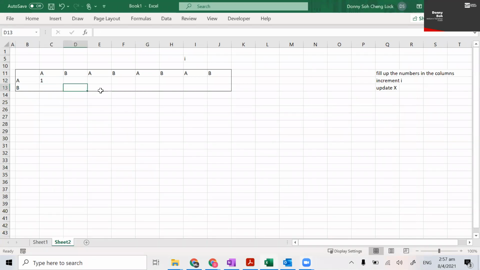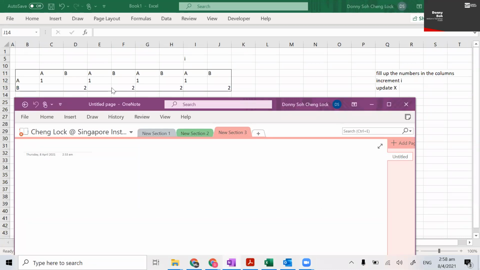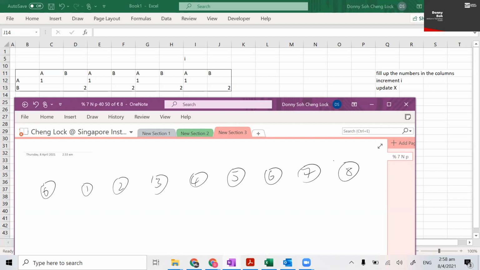The first thing we do is we just write in the obvious numbers. And then the next thing that we are going to do is we're going to draw the chart, or rather the transition diagram. 3, 4, 5, 6, 7, 8. Once again, we need to religiously follow the rules by filling up the numbers, incrementing I, and updating X.